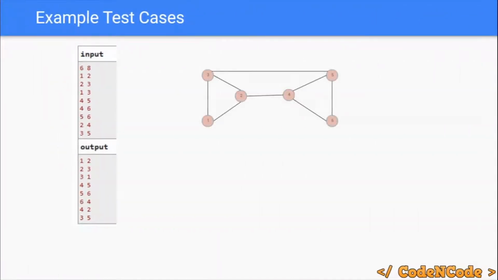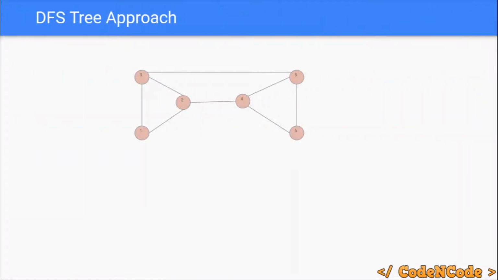After that, the problem is how to orient the edges. You can't just simply take an edge and orient it any way you want. We have to make sure that the edges are oriented in a way that the graph is still connected, or still from every node you can reach every other node. So to do that, we will use the concept of DFS tree.